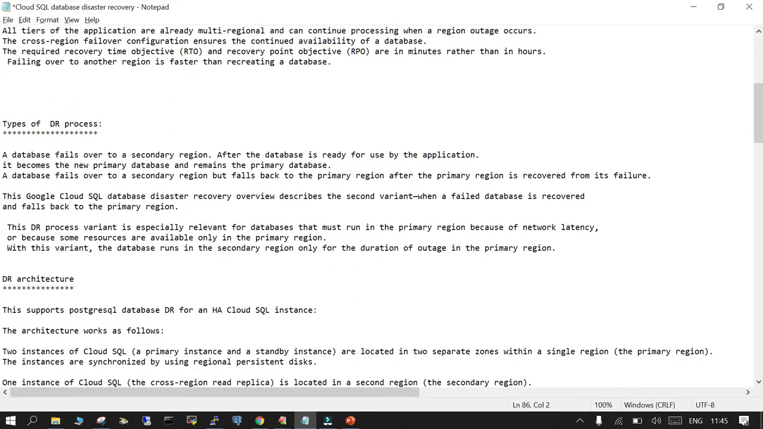We'll talk about the types of the DR process. When a database fails over to a secondary region, the database can be available for the application. It is like the primary is not available because it is impacted by the disaster, and the standby is available for catering to the need of the application. So it is basically the database failing over to a secondary region. But in case you want to fail back to your primary region when the region has become healthy again, then you can do that. So there is another way also.